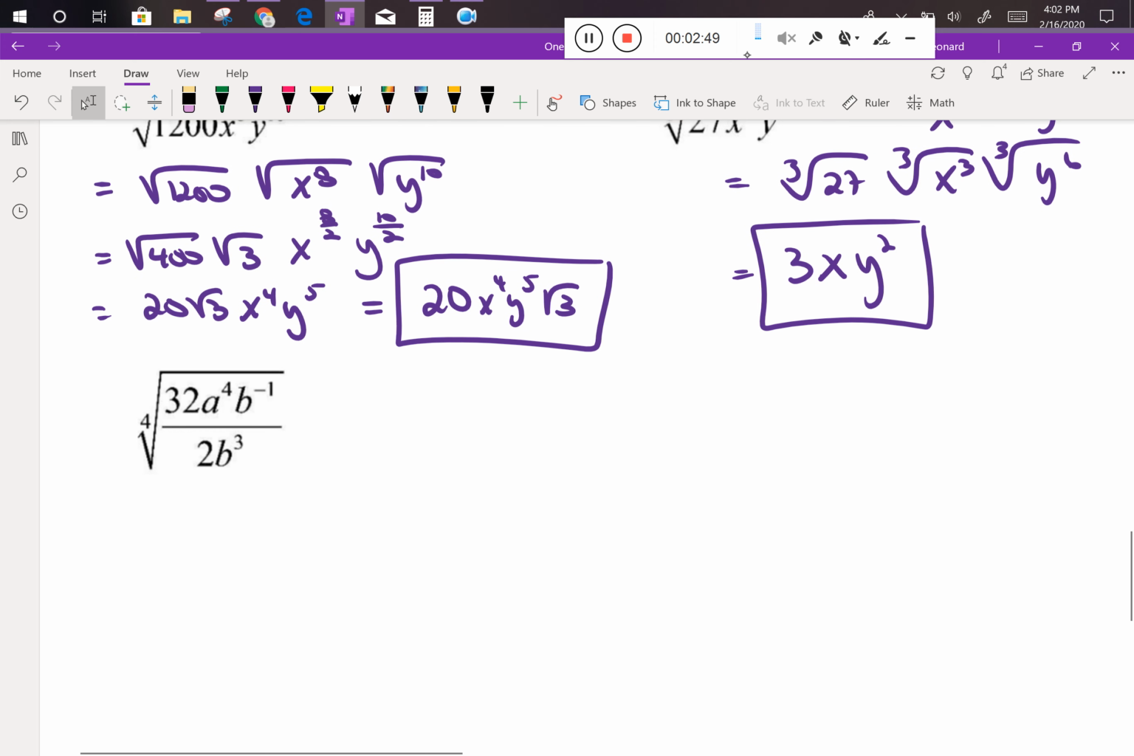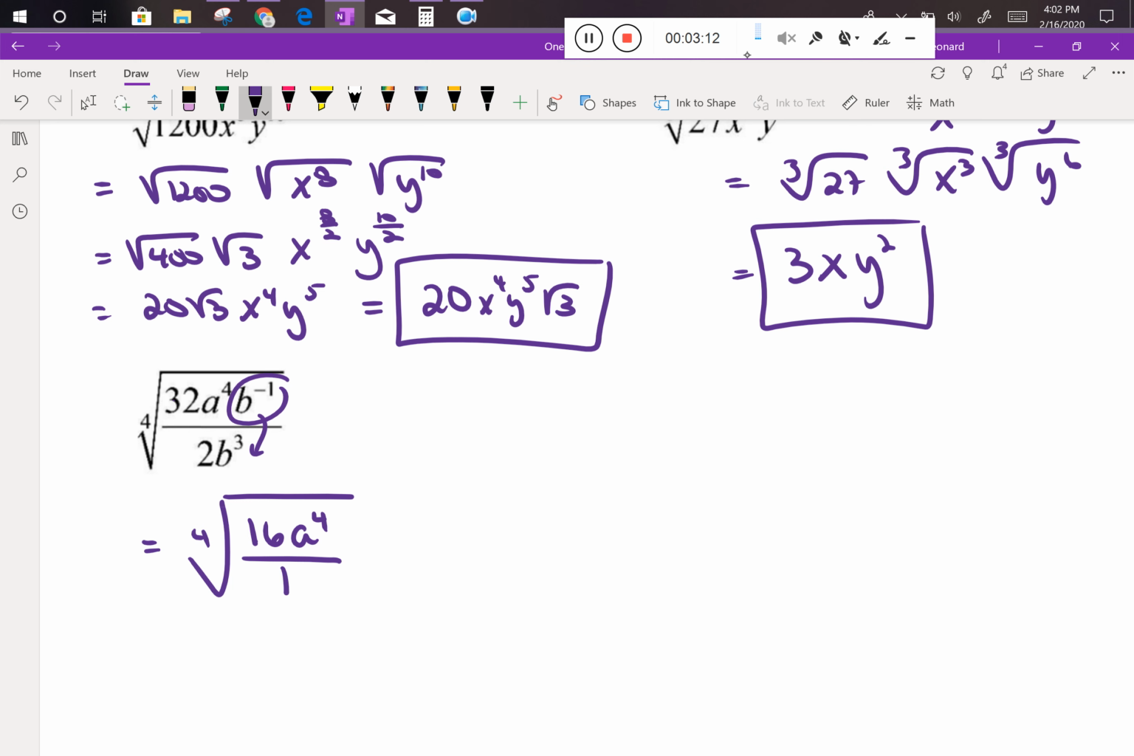And finally, we have a big mess. So I would start by taking this negative exponent and putting it where it wishes it was. So that would be the 4th root of, well, 32 divided by 2 is 16. The a to the 4th doesn't have anything to combine with. And when this b to the 1st comes down here with the b cubed, it'll become a b to the 4th. And now we can take the 4th root of each piece separately because there aren't so many pieces.